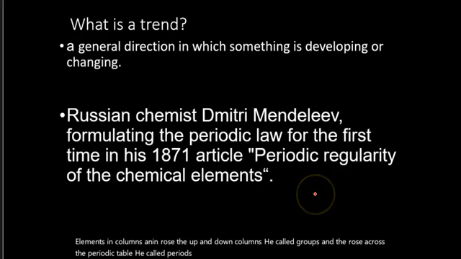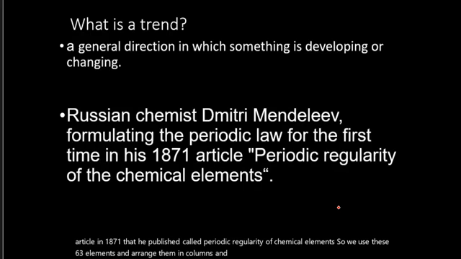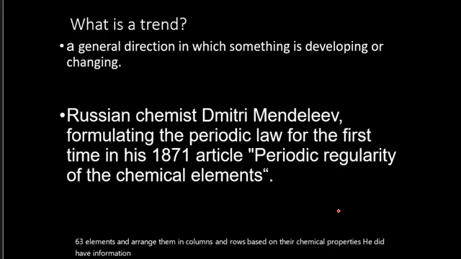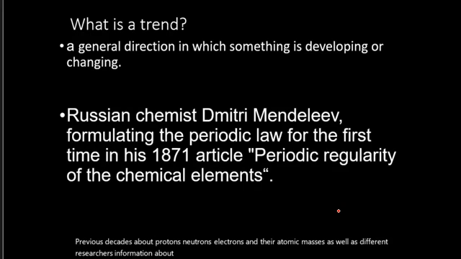And he developed the first periodic law and published an article in 1871 called Periodic Regularity of Chemical Elements. So he used these 63 elements and arranged them in columns and rows based on their chemical properties. He did have information from several other scientists over the previous decades about protons, neutrons, electrons, and their atomic masses, as well as different researchers' information about different properties that elements had. But he was the first to create the article.